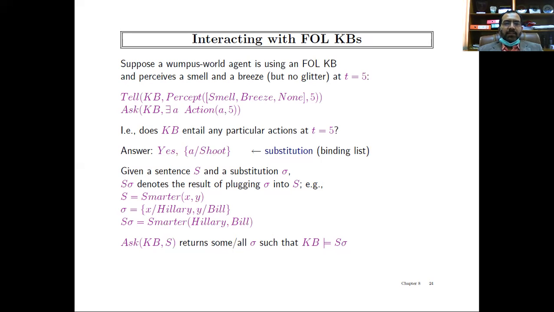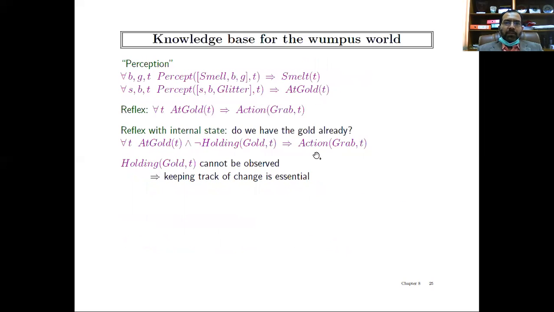So ask KB S returns some or all sigma, all possibilities or a few possibilities if they are there, such that the KB entails S sigma. So that action must be entailed in that particular knowledge base. If that action is not entailed, obviously that action cannot be taken. That we have already discussed in the entailment section and the inference section, and you can refer to the previous slide. Now, the knowledge base for the Wumpus world.